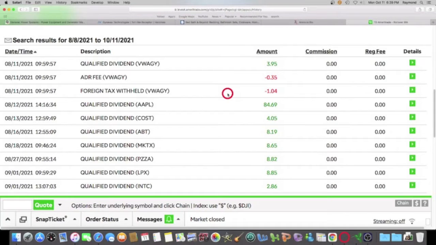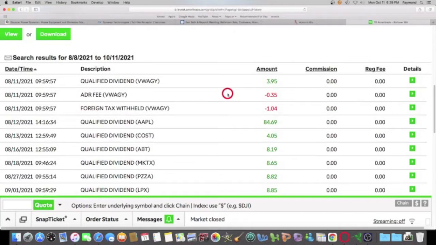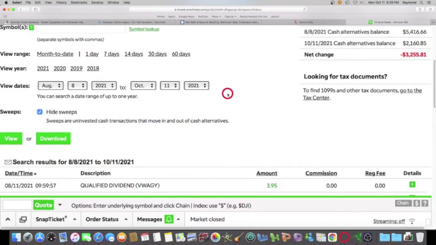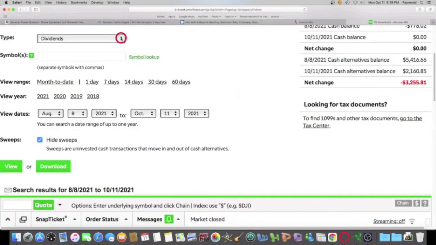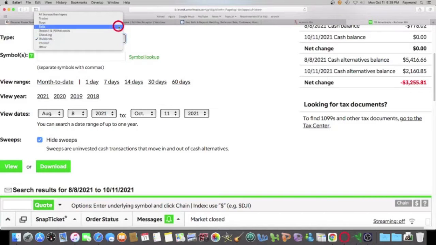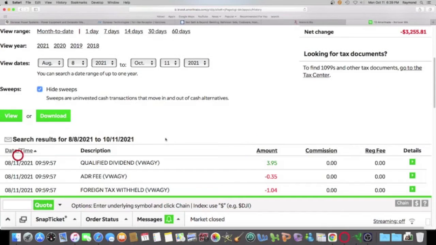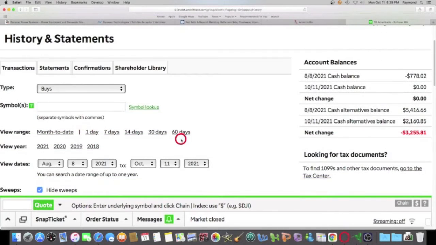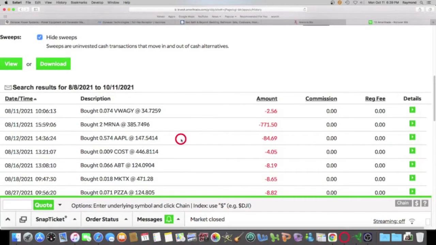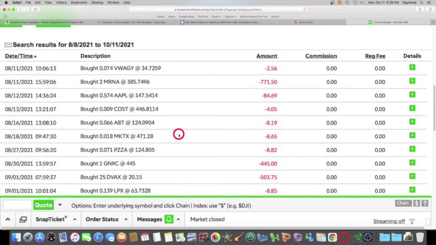All right, so let's talk about any stocks that I bought. So we're going to go back up here, and we're going to do another sort from dividends to buys and view. All right, so this is everything that I bought in the last 2 months, and we're going to only focus on whole numbers. So if you see a 2 or 4 or 12 or 23, that's a whole number.